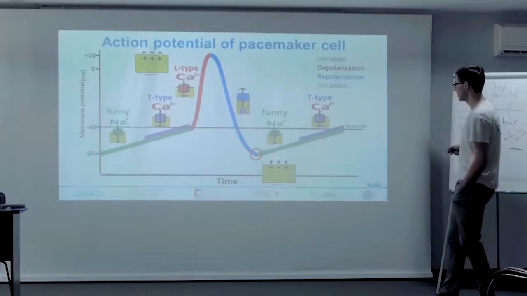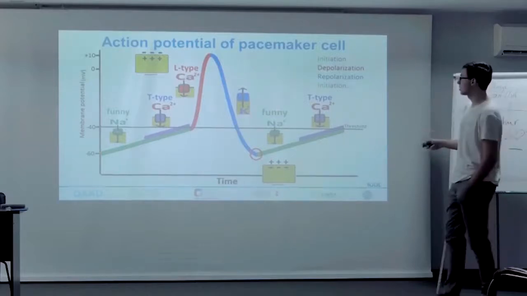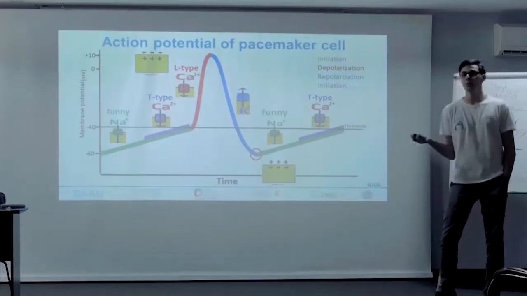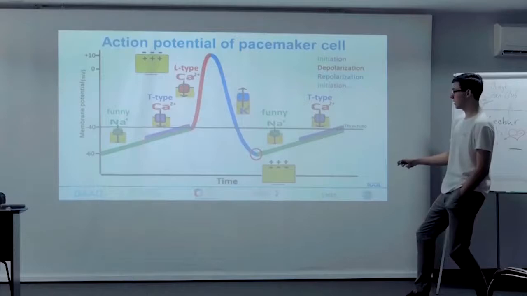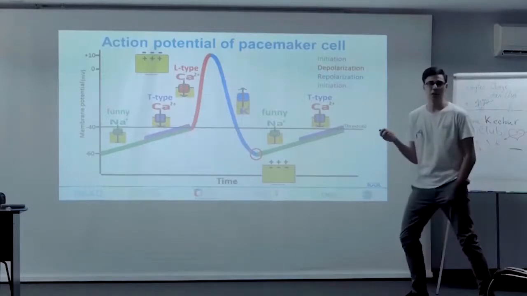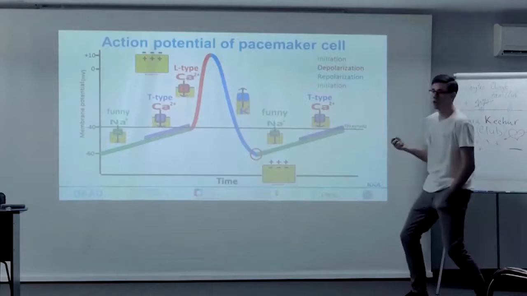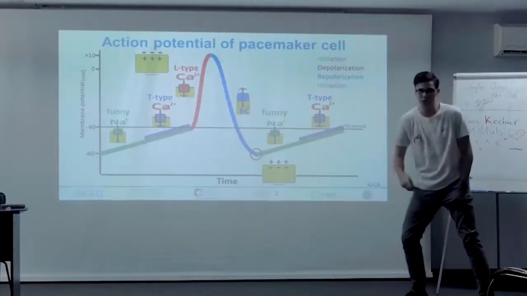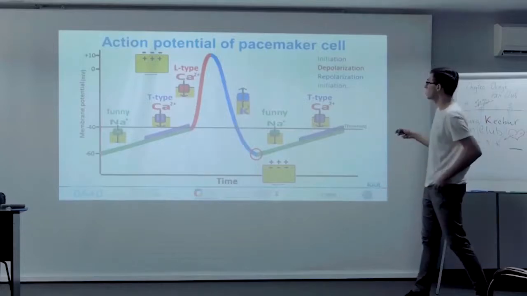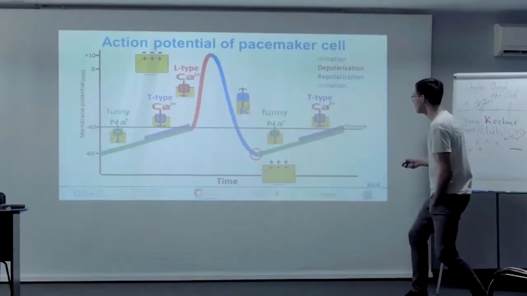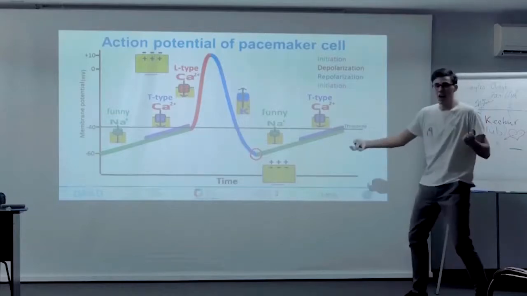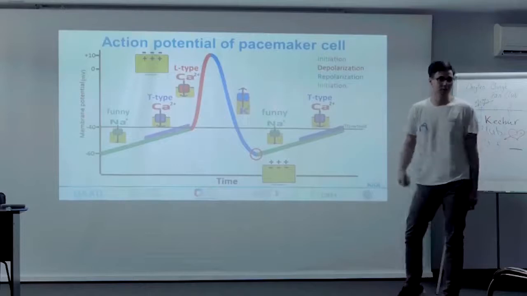And why are they funny channels? Because look, for example, T-type or L-type, they activate by a depolarization. For example, here activates the T-type, here it closes, and here activates the L-type. It's pretty logical. We need to prolong this depolarization, which goes upwards. Yes, pretty simple. So they open by a depolarization. But what opens here is this funny channel. They open by, let's say, a hyperpolarization, or at the end of repolarization.